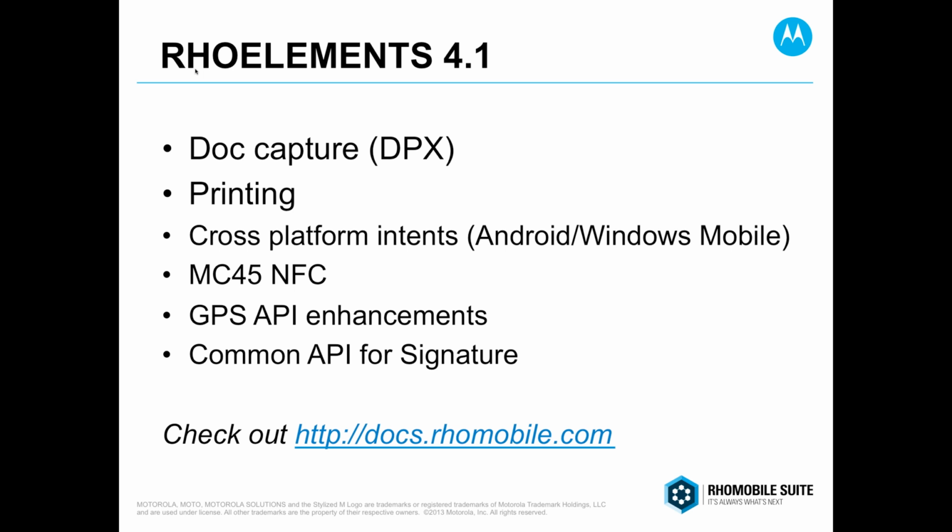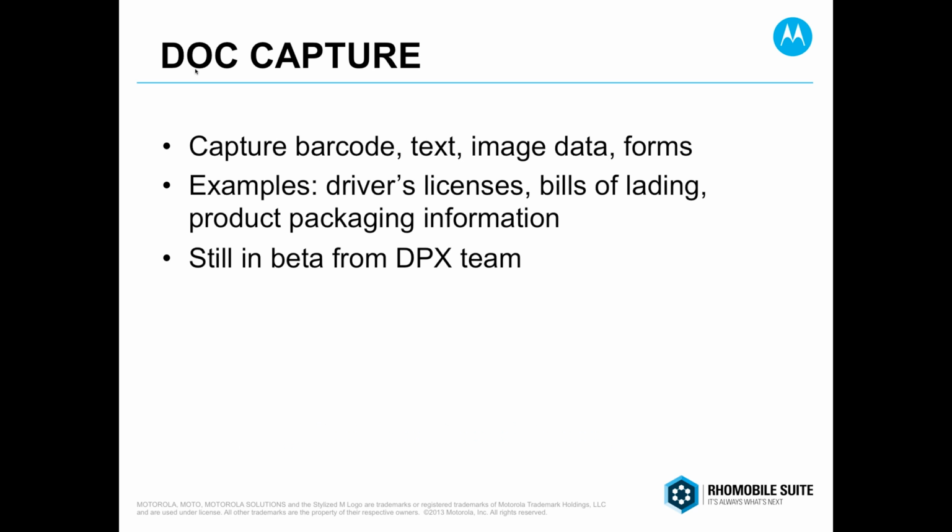Providing NFC on Windows Mobile on the MC45. Some GPS API enhancements should be very relevant for people writing logistics apps and apps that are about location services, and then a common API for signature. Those are sort of the big rocks. Lots of other small things as we continue to improve. This is all out there today. It's all documented on docs.rhomobile.com, and the release is actually posted out there now.